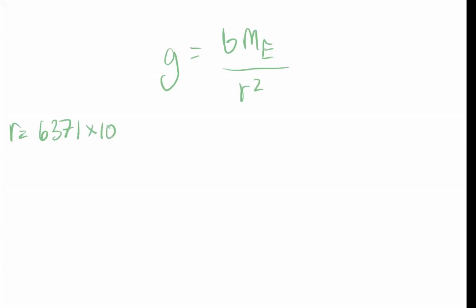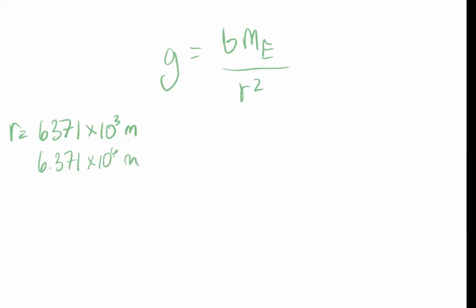All right, so let's take a look at how this one's done. So this time we're using this formula, g equals big G, mass of the Earth over radius squared. And the radius is given in kilometers. So the radius here is 6,371 kilometers. So that's 6,371 times 10 to the third meters, or 6.371 times 10 to the 6 meters.